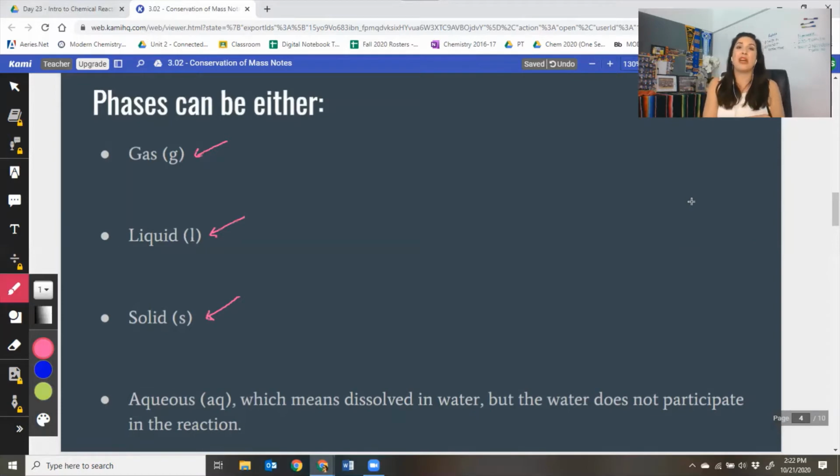There's another phase of matter I'd like to tell you about today called an aqueous phase, and it's aq in parentheses. What this means is you have a substance that's been dissolved in water, like a solid that's been dissolved in water, but the water is not participating in the reaction. The water is just the substrate or the mechanism for the reaction to take place in, but we don't write it in the chemical formula because none of its bonds are going to be broken or remade or rearranged in any way. So aqueous means dissolved in water, but the water does not participate in the reaction.